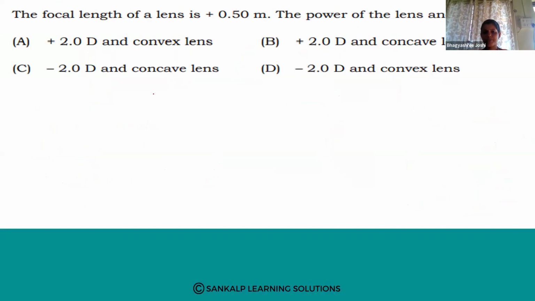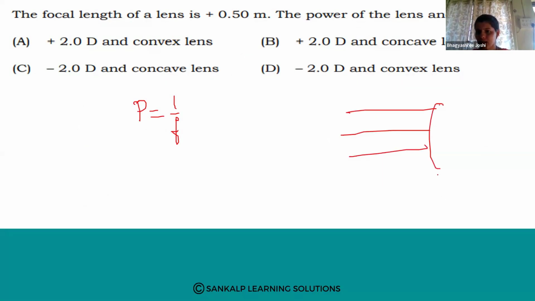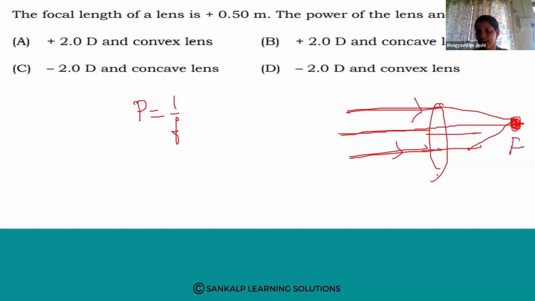Okay, so power of lens means P is equal to 1 divided by F. That means reciprocal of the focal length, right? Focal length means what? See, this is a principal axis and the ray is coming parallel to the principal axis, and after refraction it will meet at a particular point. So when it meets that particular point, we call it as a principal focus, and the length between center and this focus is called focal length.